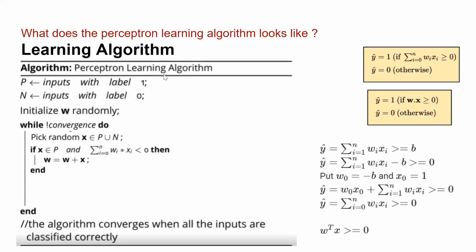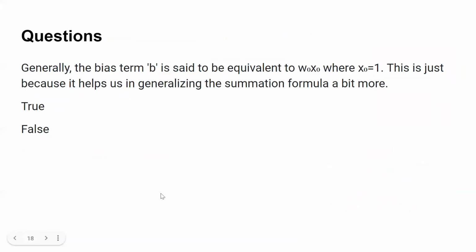Is this algorithm absolutely clear to you? Yes. Okay, then answer me this question. Generally, the bias term B is said to be equivalent to W0X0 with X0 equal to 1. This is just because it helps in generalizing the summation formula a bit more. Is it true or false?